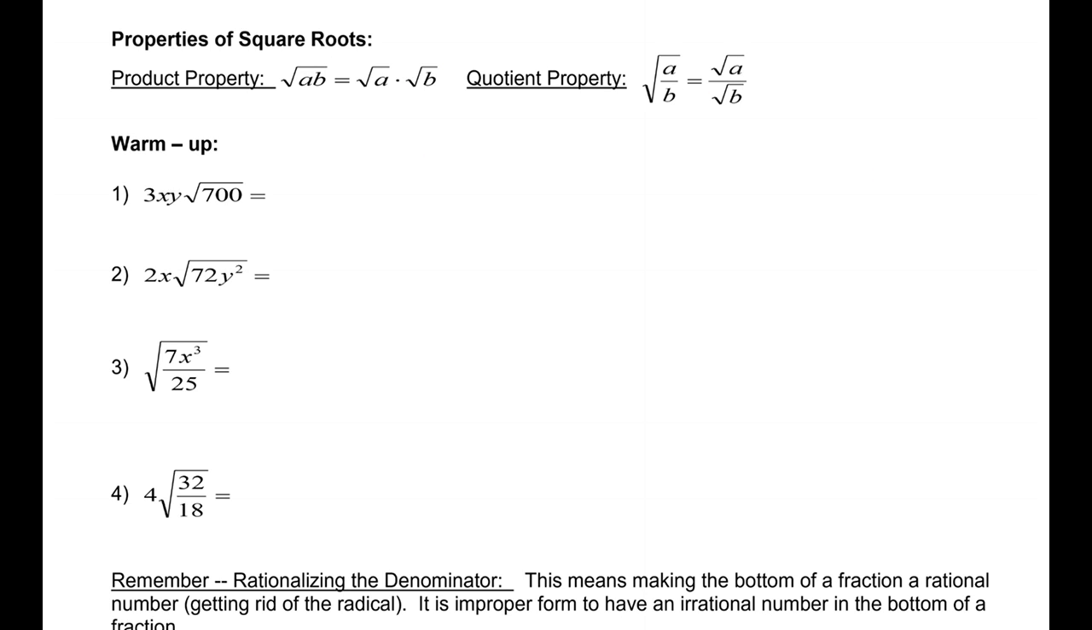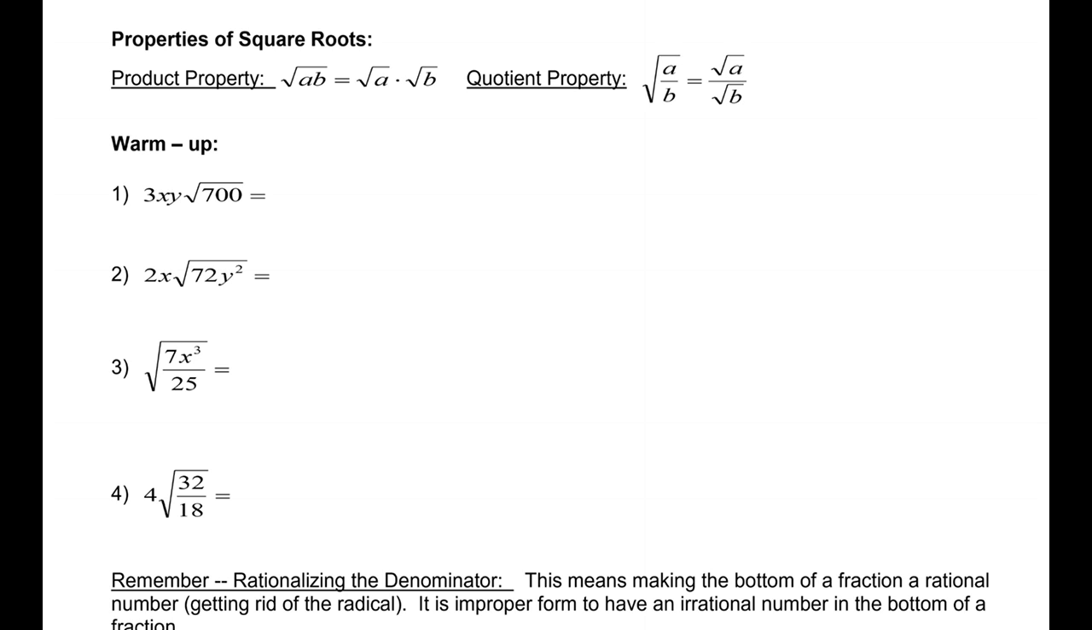Before we can look at solving square roots, we need to remember the properties of square roots and remember simplifying them. So first is the product property that tells you you can pull the square root apart to be the product of two separate square roots. Same with the quotient property. I can take one quotient and separate it into two separate radicals.